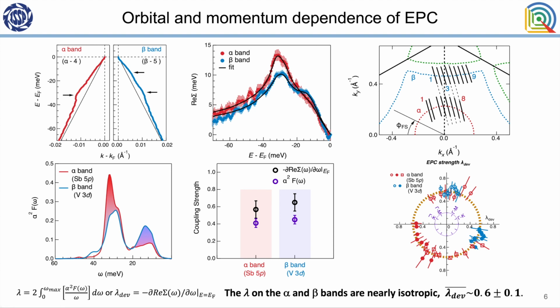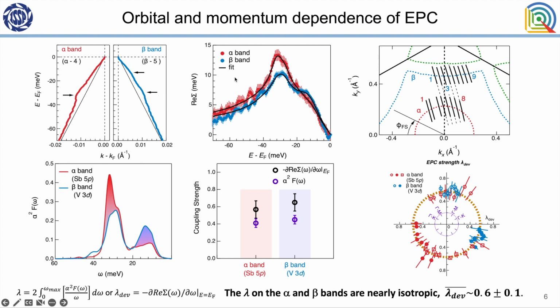Furthermore, we carefully study the orbital and momentum dependence of electron phonon coupling. We study the orbital dependence of electron phonon coupling by comparing the electronic kinks on the alpha and beta band because these two bands are derived from the different orbitals. So from the extracted band dispersion and the real part self energy, we found a kink around 32 meV dominant on the alpha band and two observed kinks near 10 and 32 meV on the beta band.